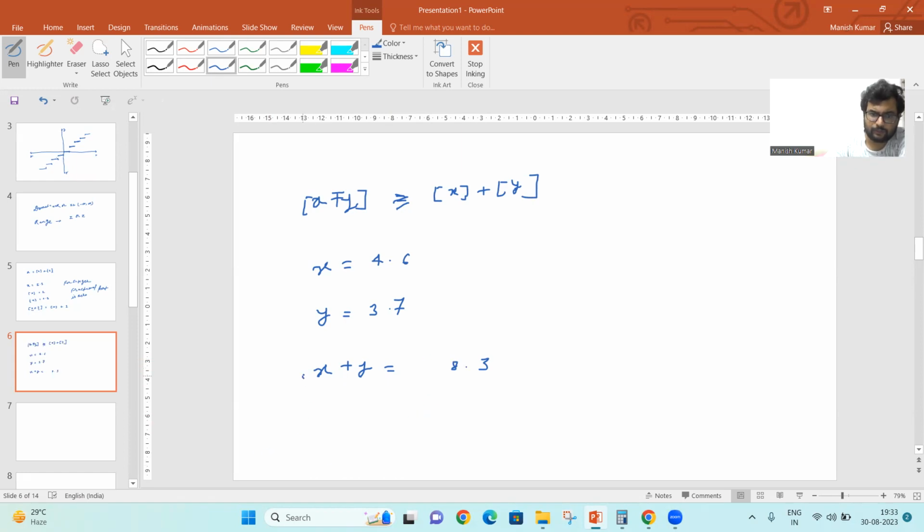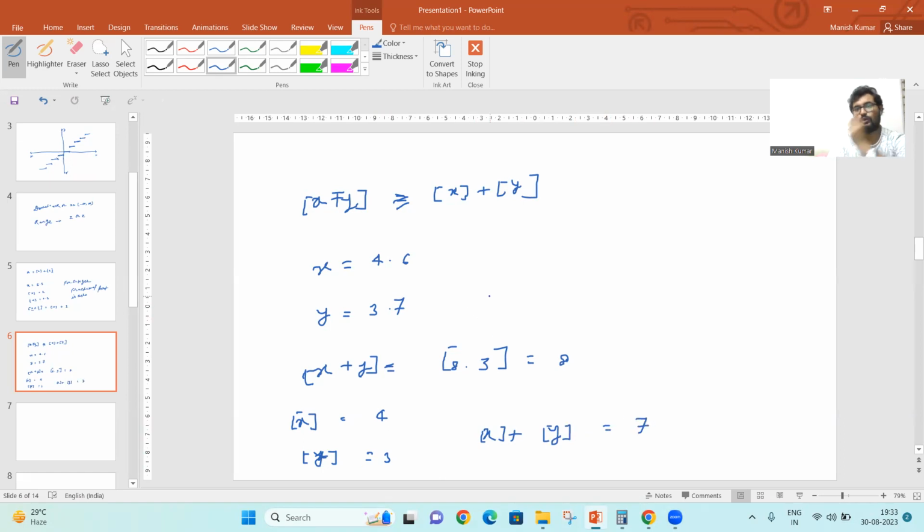Then you will take this greatest integer function of it. This comes out to be 8. And separately you take greatest integer of x equal to 4 and greatest integer of y equal to 3. Then greatest integer of x plus greatest integer of y equals 7. So this inequality holds. When does equality hold?